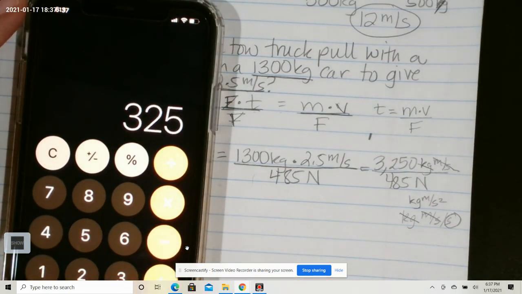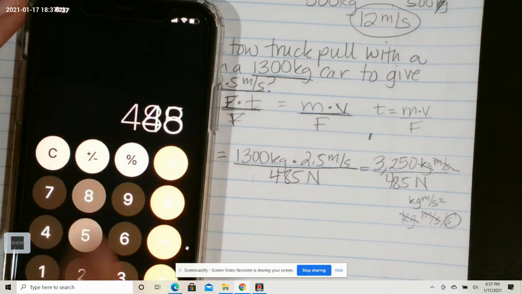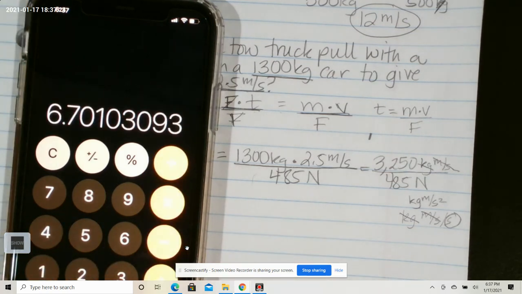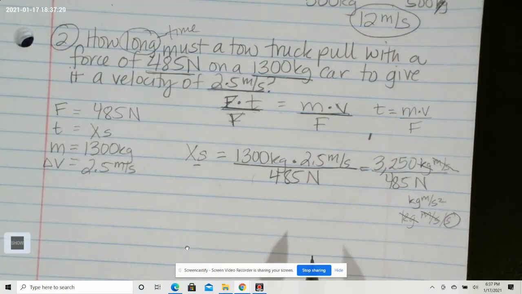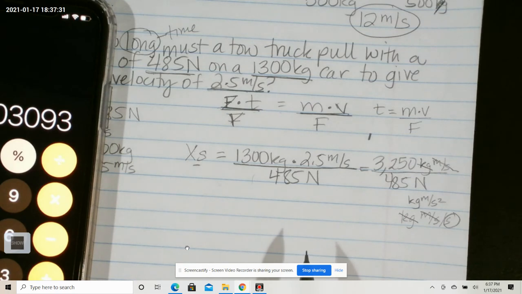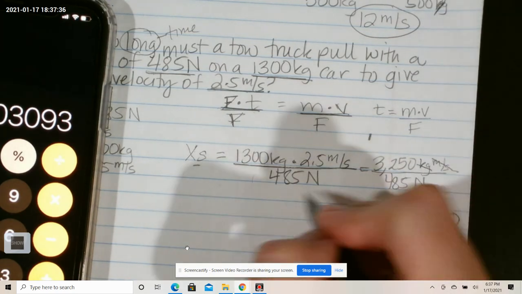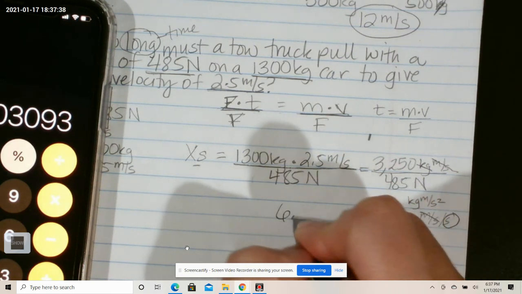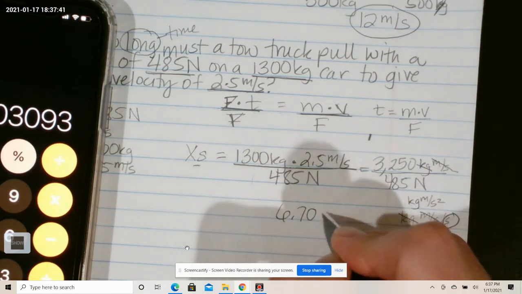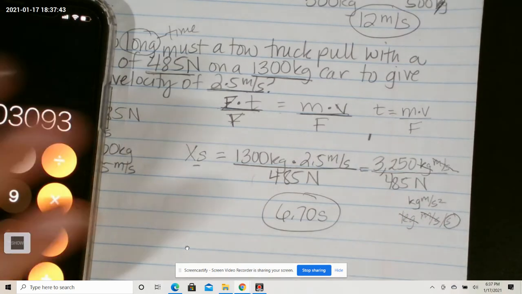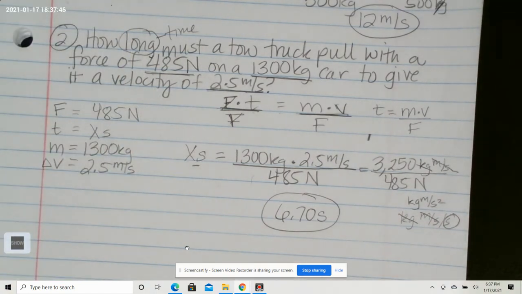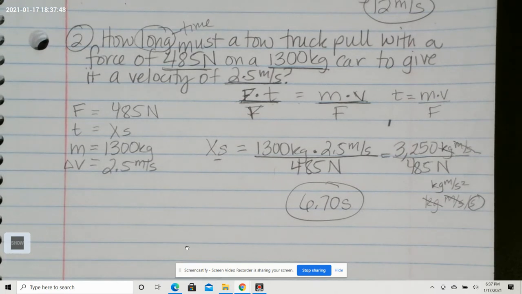3,250 divided by 485 is going to equal, let's just go 6.70 in this case. And that is seconds. We won't go out further than that. Like I said, you guys are supposed to learn significant digits in chemistry. You may have done them in math, so that's awesome. But next year, for sure, in chemistry, you'll do it.